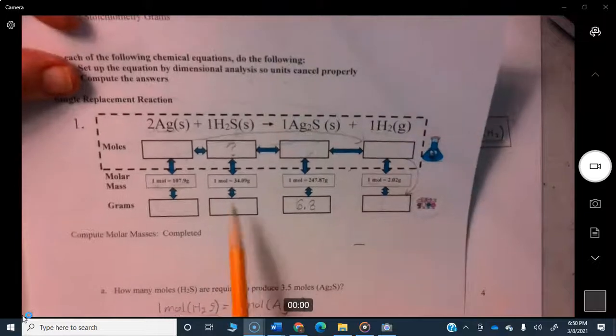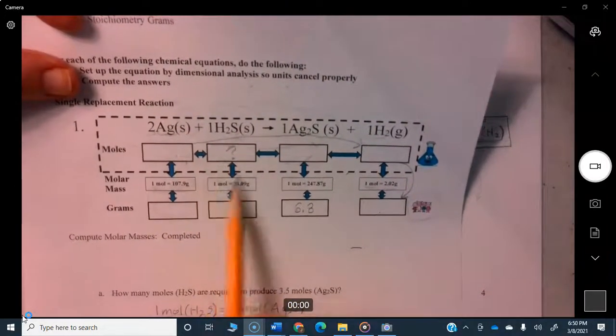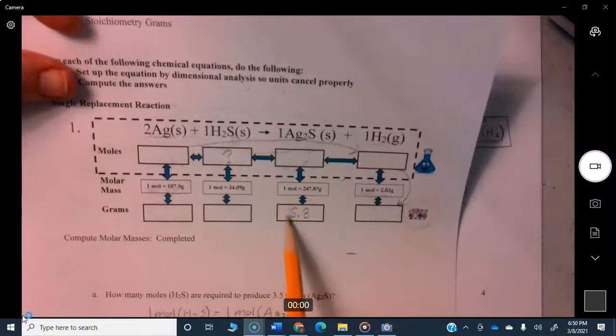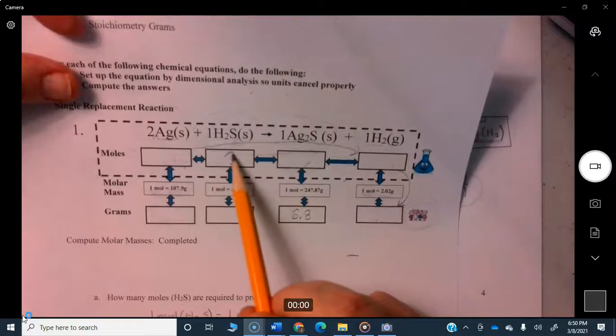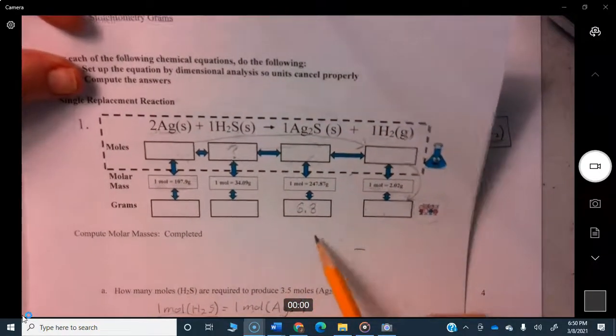Okay, so again, we're going to start here. Even though the chemical equation is moving from reactants on this side to products, the math equation is moving from this number back to this number. We're trying to figure out what we need of this to get this much here. So how many conversions is that?